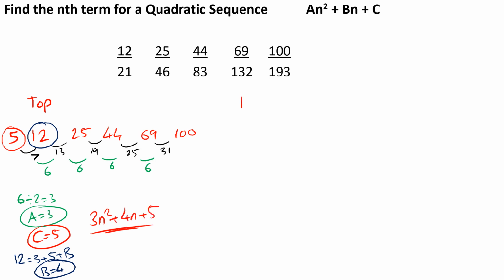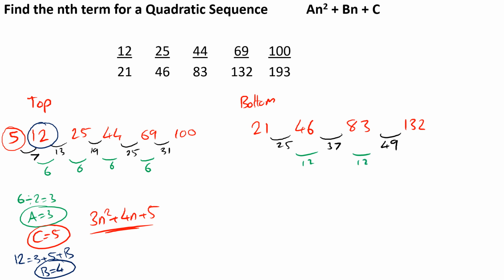And then for the bottom, that went 21, 46, 83, 132. Let's just do the 3 of them. That's going up by 25 and 37 and 49, I think. So our second difference is going to be 12, which is good. So we'll go 12 divided by 2 is 6, so a equals 6.